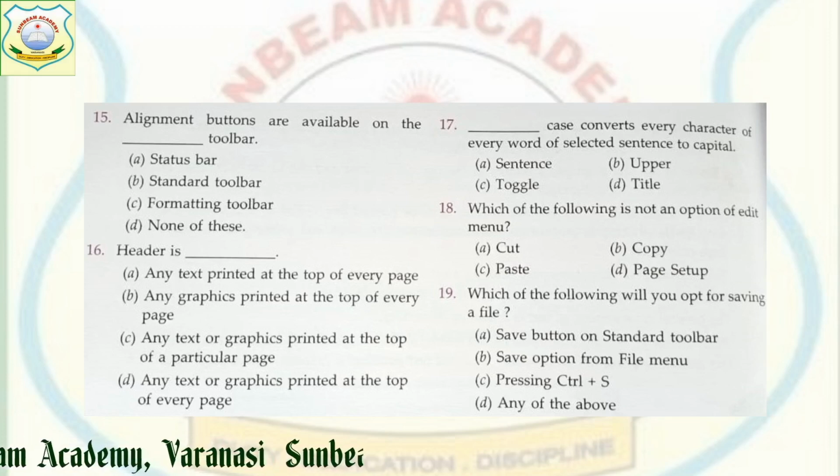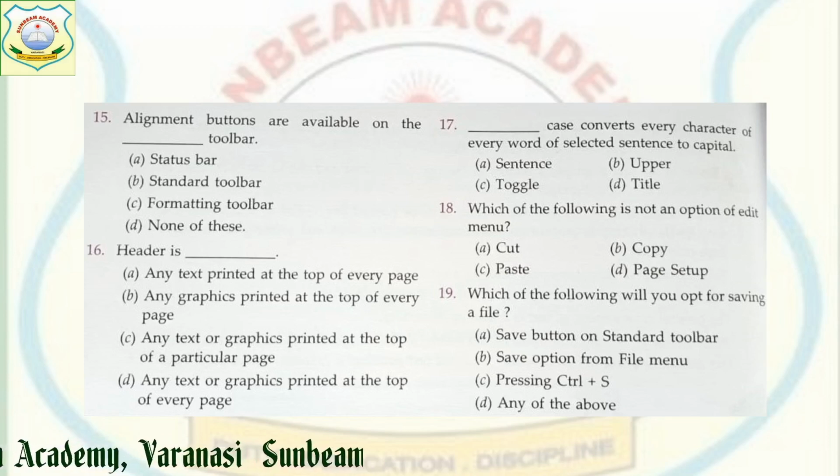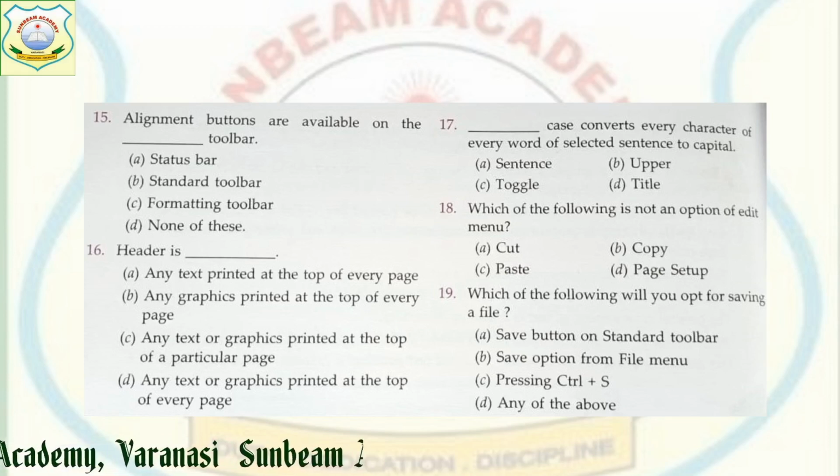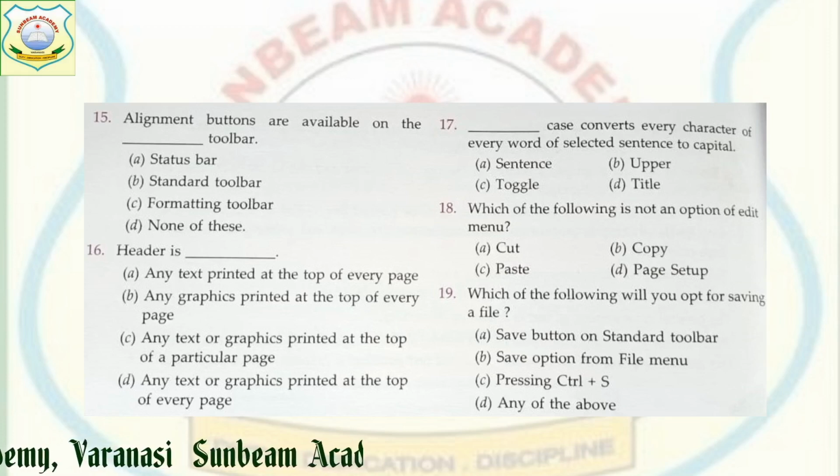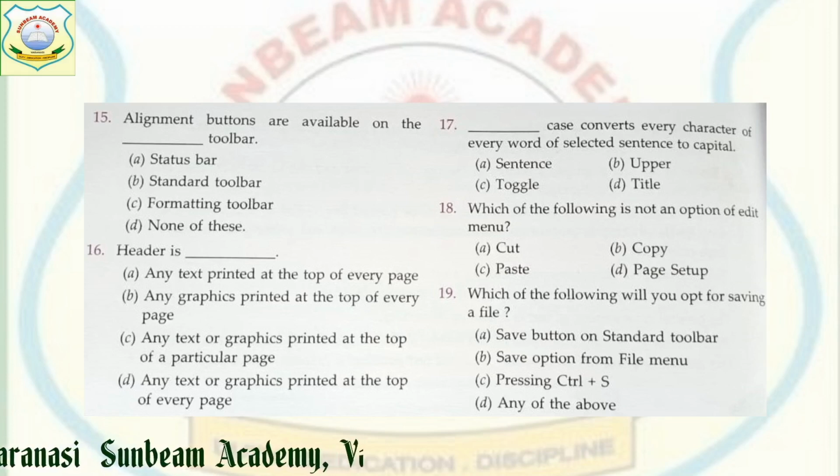Next is, which of the following is not an option of the edit menu? Cut, copy, paste come under the edit menu, but page setup is not over there. Page setup is not an option of the edit menu. Next is, which of the following will you opt for saving a file? To save a file in Writer or most software, we use Control S, right? With the help of Control S, we can save any file in our computer.